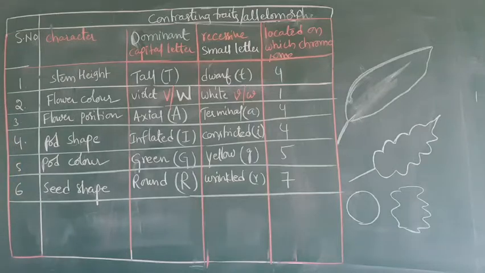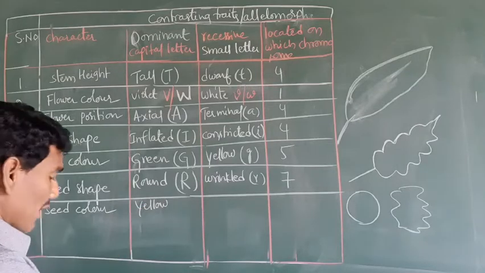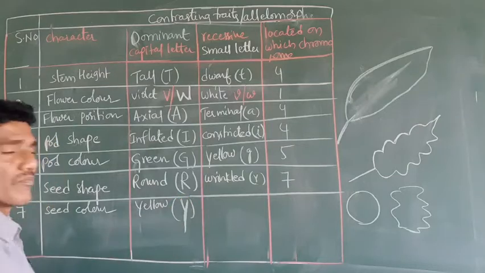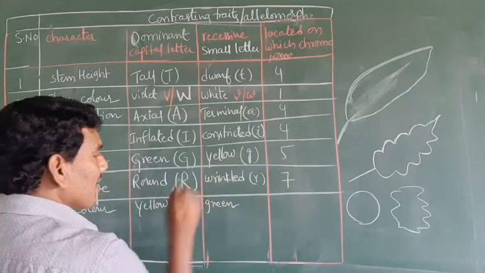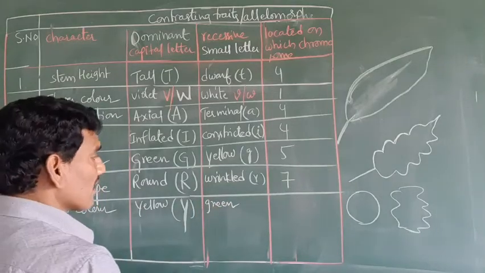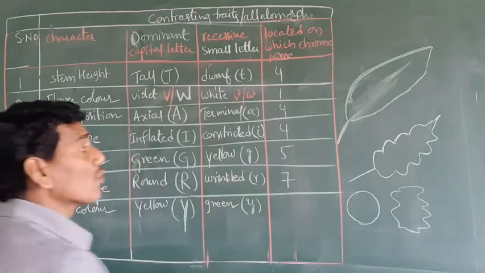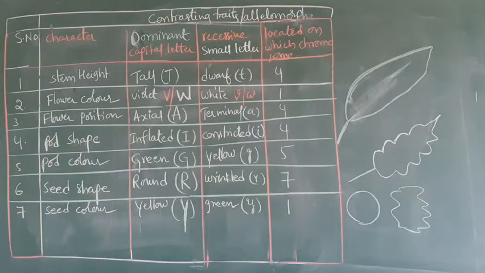Next, the last one is seed color. The dominant seed color is yellow, represented by capital Y. The recessive color is green, represented by small y. Located on the first chromosome.